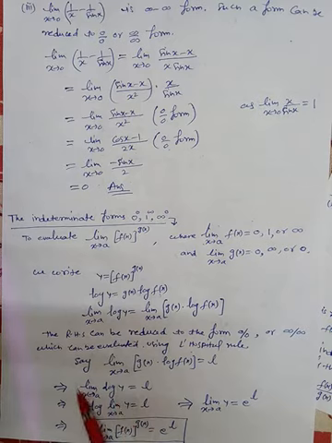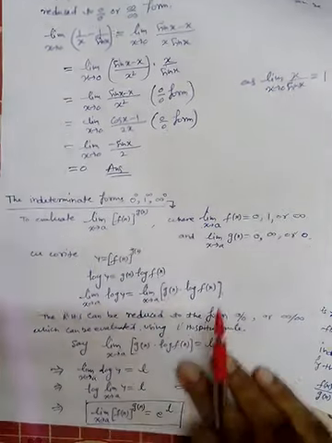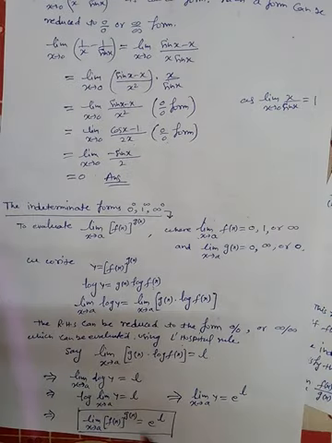Okay, but now with the help of algebra of limits, this can be written as log को बाहर ले सकते हैं, लिमिट को अंदर ले सकते हैं, log of limit x tending to a of y is equal to L. Okay, now taking the anti-log, so limit x tending to a of y is e raised to the power L, and what is y? y is this function. So limit x tending to a of f(x) raised to the power g(x) is e raised to the power L. So this is the procedure.